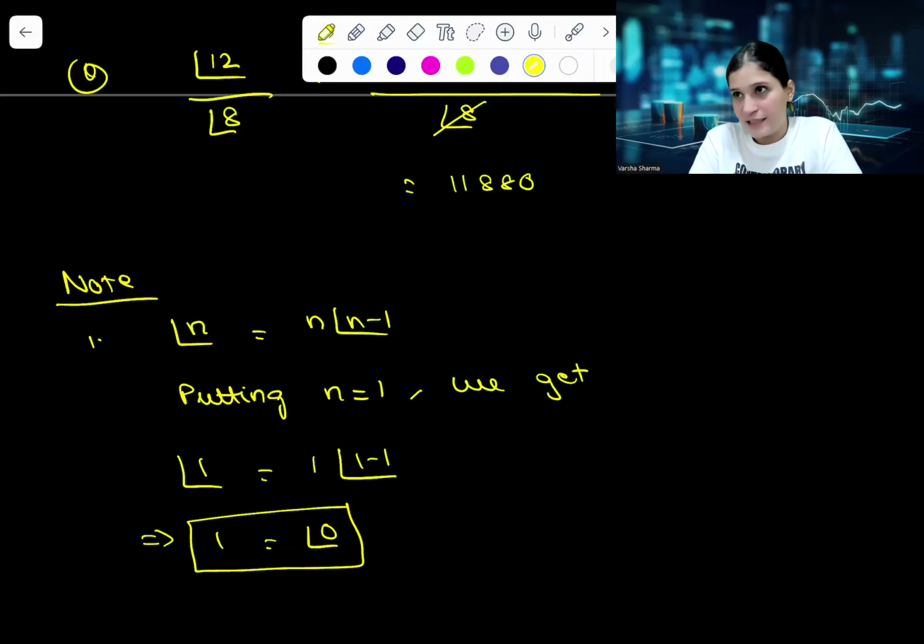Also 1 factorial is 1. This is the only exception where these two factorials have the same answer. Otherwise, no two factorials can have the same answer except them. If I'm saying that someone's factorial is 6, there can only be one answer. But if someone's factorial is 1, there can be two different values: 0 factorial is also 1, 1 factorial is also 1. Am I clear?